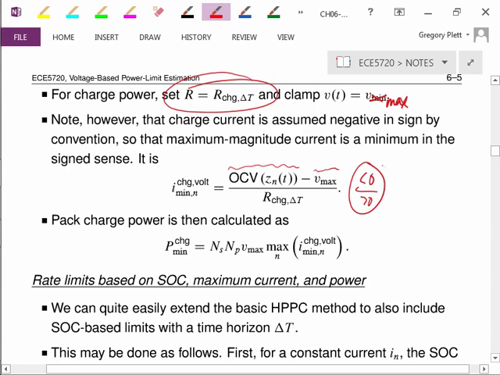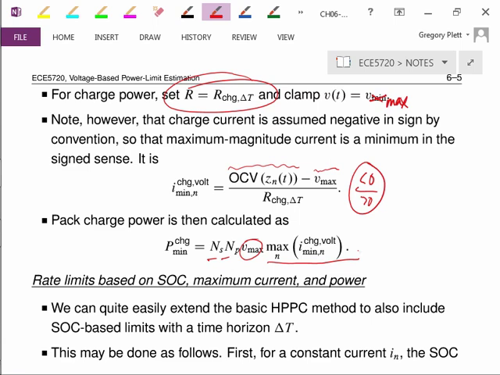So a bigger charging current is even more negative, and that can be kind of confusing, but the maximum magnitude current is the minimum signed current when I'm talking about charging current. And then the pack charge power is going to be Ns times Np as before, times Vmax, and then times the maximum of all of these, which is a minimum in an unsigned sense. So same idea, just with a slightly different computation. We saw that, or essentially that, in Chapter 1.